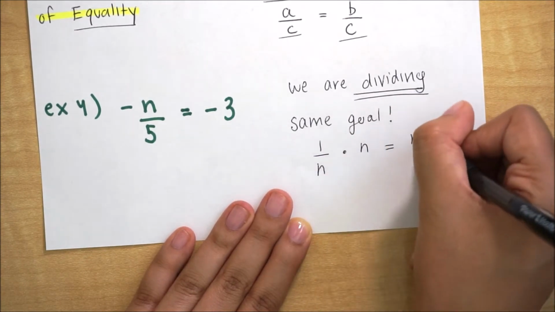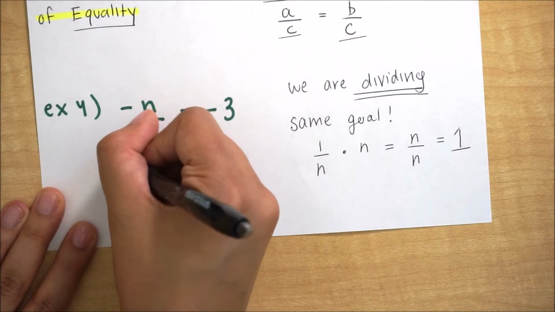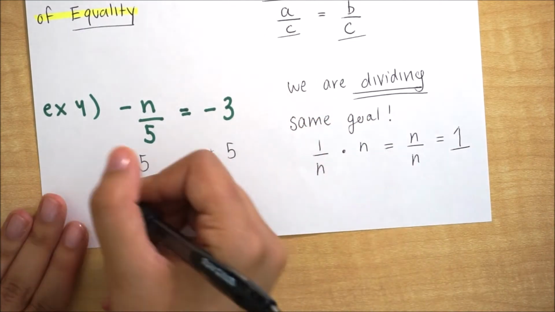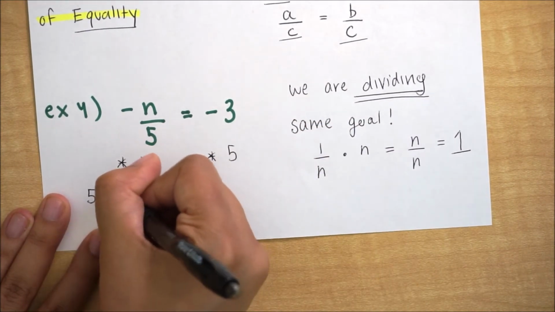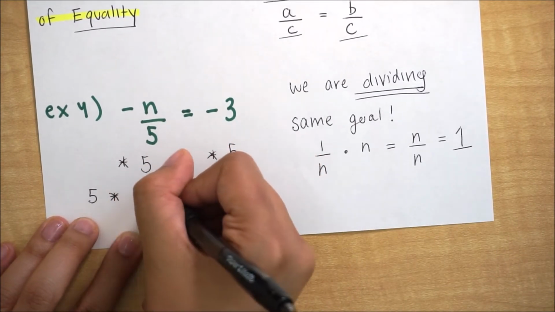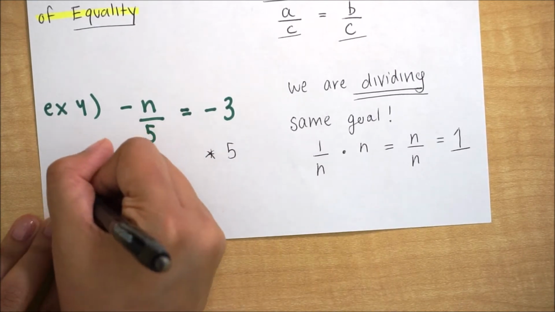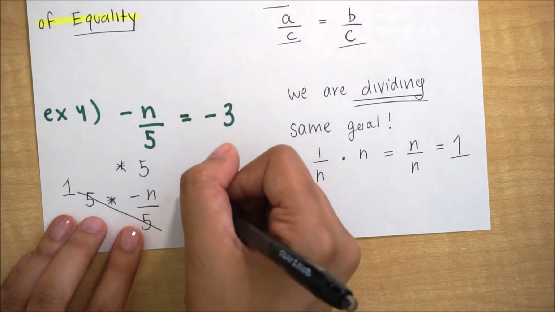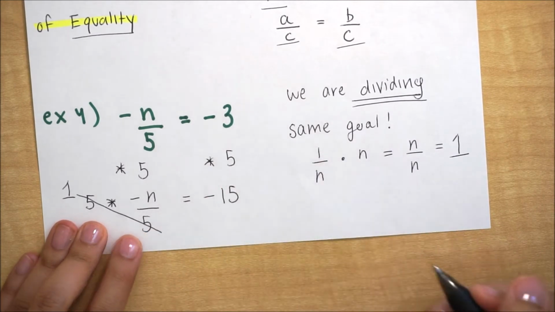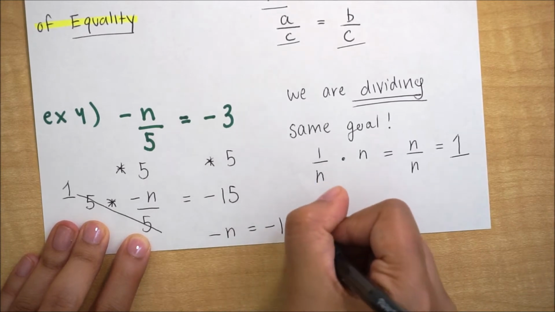As a little side note, 1 over n times n is equal to n over n, which is just equal to 1. Like n over n is equal to 1, 5 over 5 is equal to 1. In this question, we're going to multiply both sides by 5 to get rid of the 5 denominator. Another way to look at it is 5 times negative n over 5, and those 5s cancel because 5 divided by 5 is just 1. So we're left with just negative n on the left side. And then we do negative 3 times 5, which is negative 15. So we get negative n is equal to negative 15.